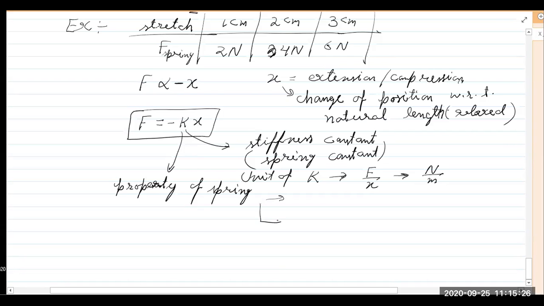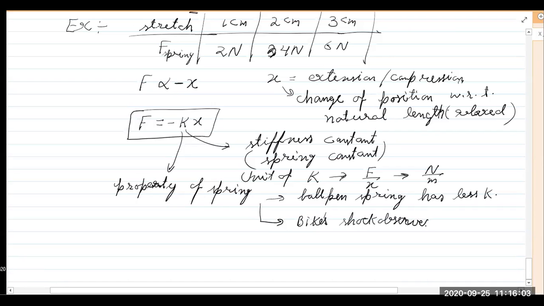So we can take the example: the ball pen refill spring has less K, while the bike's shock absorber spring has large K. So you can see that the force here depends on X and the spring constant. These are the two things which decide the force here.